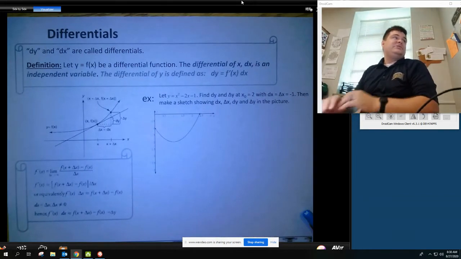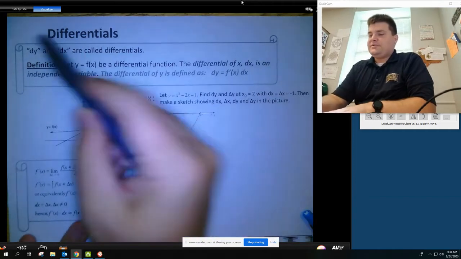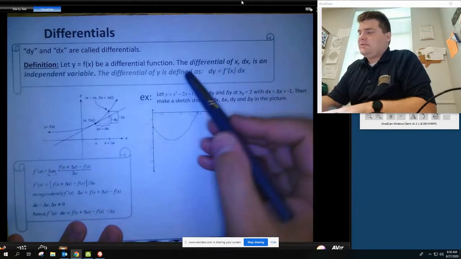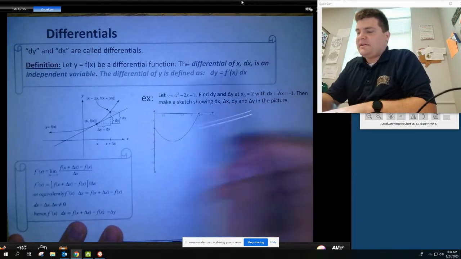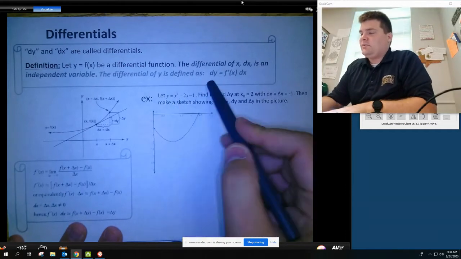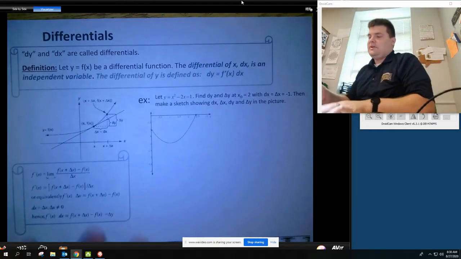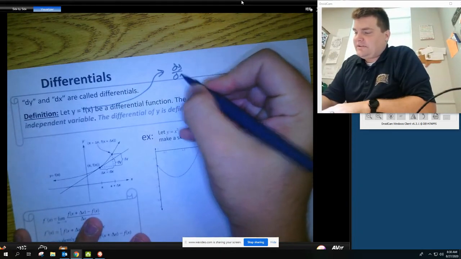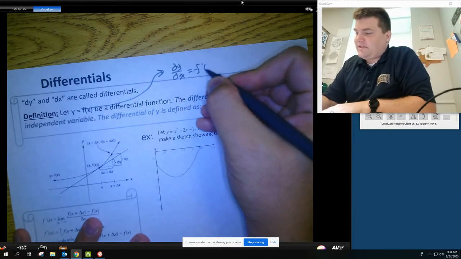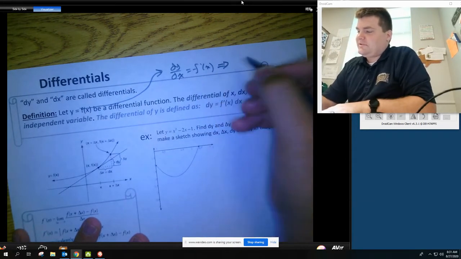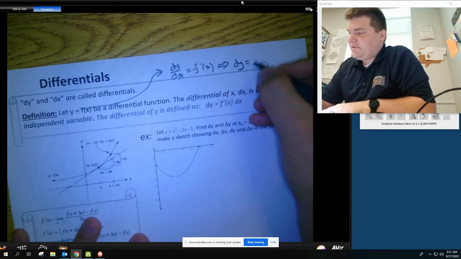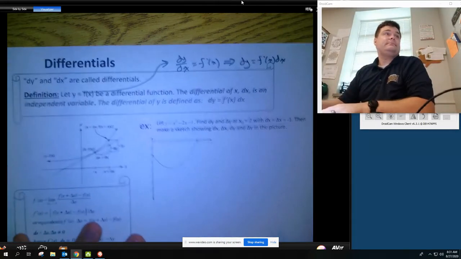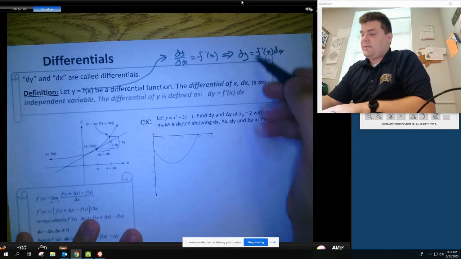Okay, so dy and dx are called differentials. Okay, so here's a definition. Let y equals f of x be a differentiable function. The differential of x, dx, is an independent variable, and the differential of y is defined as dy equals f prime of x dx. Why is that true? Well, what's the derivative of y? We would call that dy dx. And the derivative of f of x is f prime of x. So it goes to reason that we get dy equals f prime of x dx. Okay, so that's where that comes from.